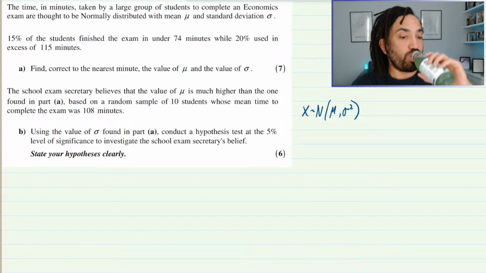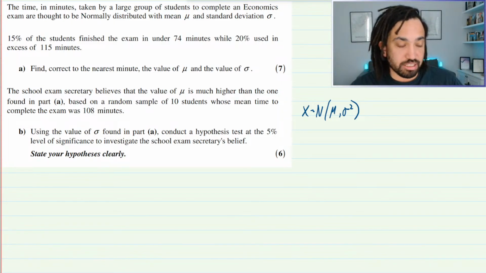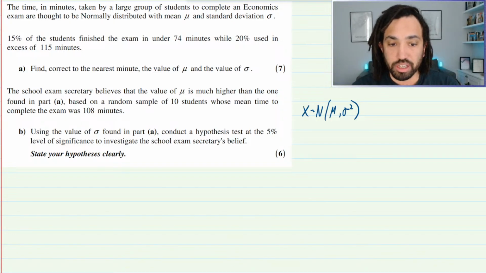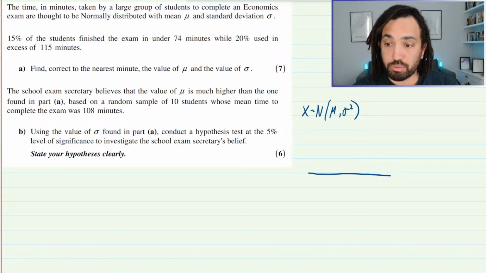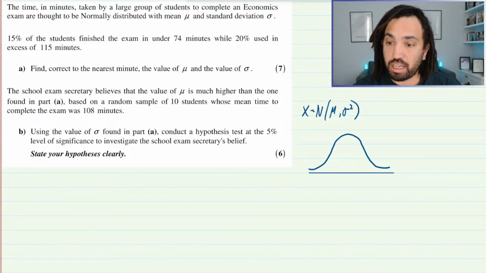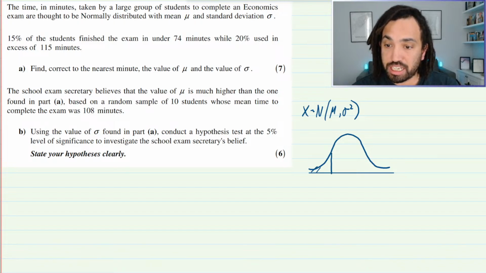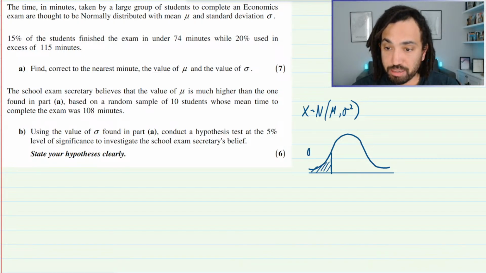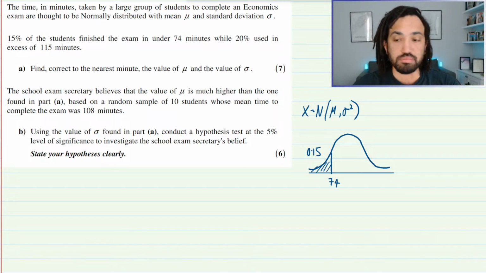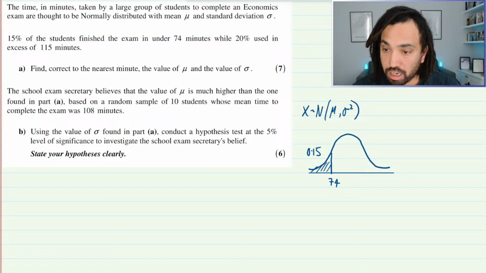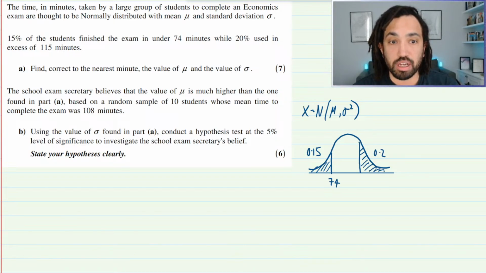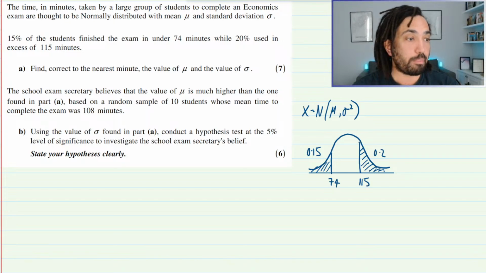Solve simultaneously. Standardize. Yes, the Z distribution, exactly. Okay, first thing we're going to do though, because if it's tricky, we've got to draw a picture, exactly. So right in there, we've got this to the left is 15%, and that is under 74. And then to the right 20%, and that is over 115.